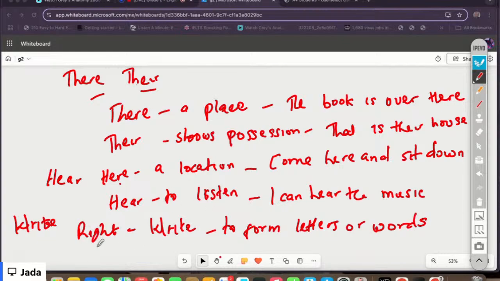And then when you say this one, right, it's like saying correct, or direction. Okay, so this one means two things. It's like saying, oh, that's correct, so your answer is right. And then it could also mean direction. Oh, like where can I turn right, so like that.